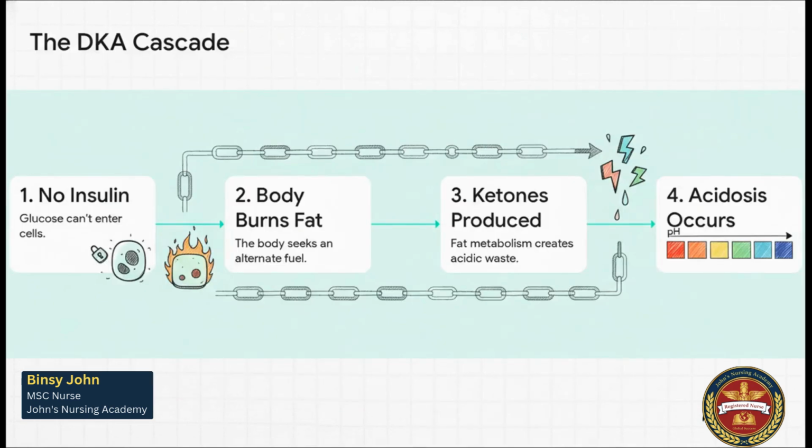And this right here shows you that chain reaction perfectly. It's a straight line. No insulin leads to the body burning fat. Burning fat creates ketones. Ketones are acids. And as those acids pile up in the blood, the body's pH plummets, and boom, you're in metabolic acidosis. It's a direct, totally predictable cascade.